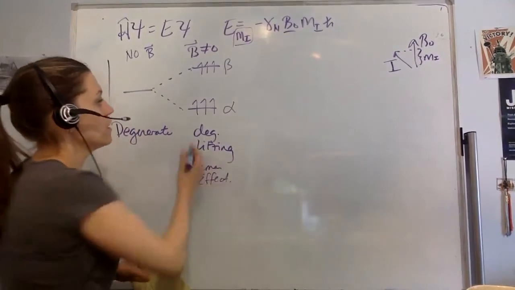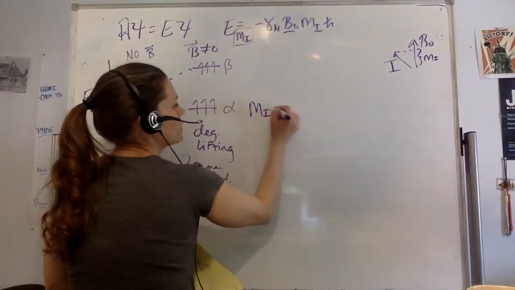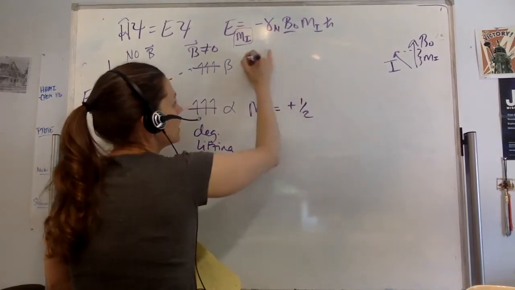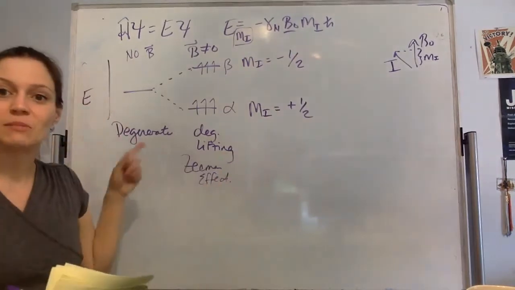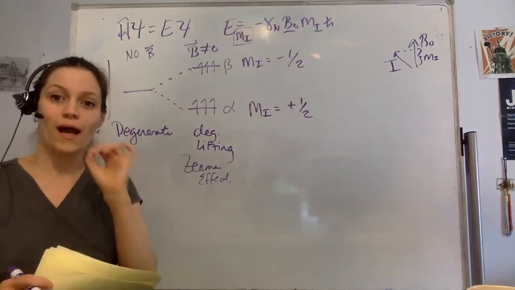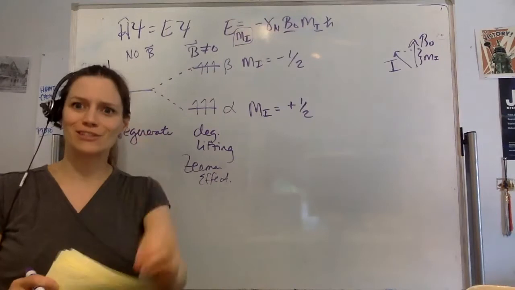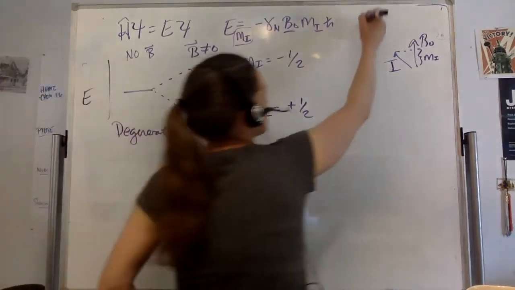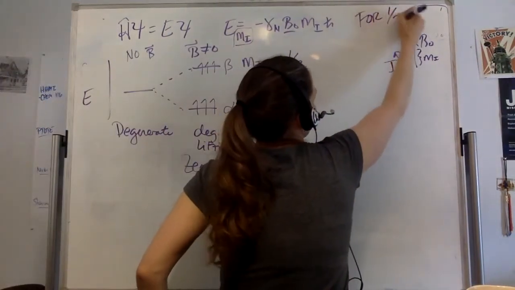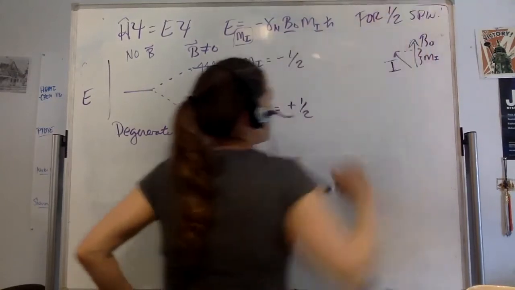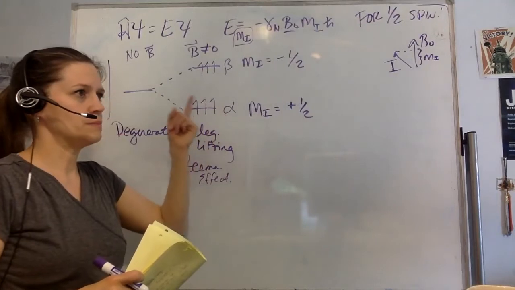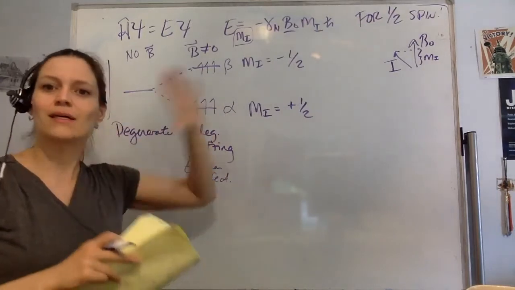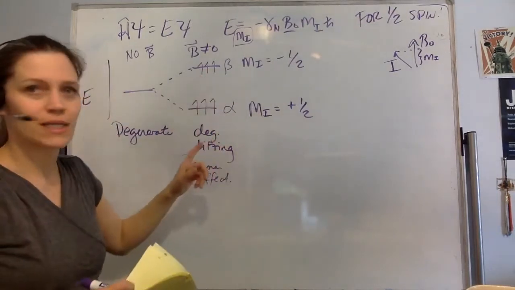So this would be m sub I equal to plus 1/2, and this is m sub I equal to minus 1/2. I should say that this is specifically for nuclei with half integer spin. Slightly different than for integer spin, but the concept's the same, but the diagram would be slightly different.